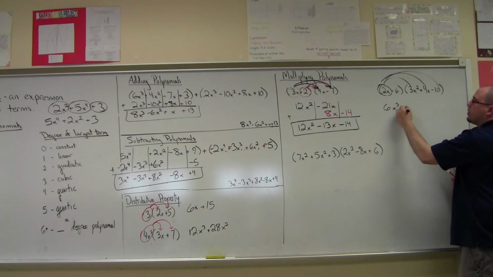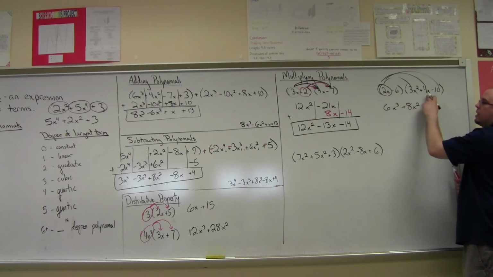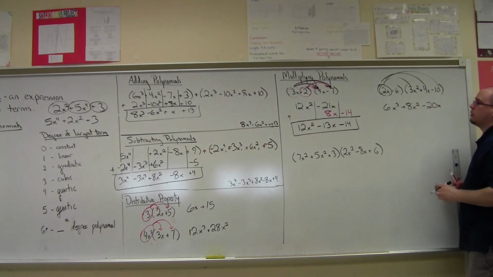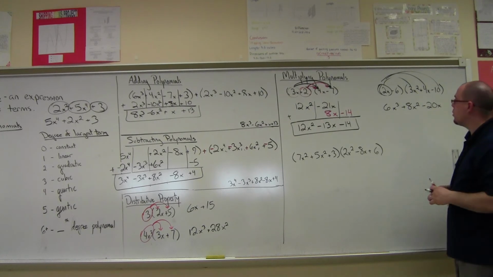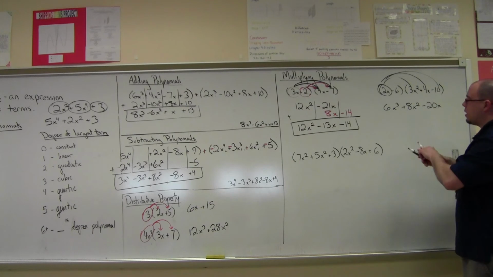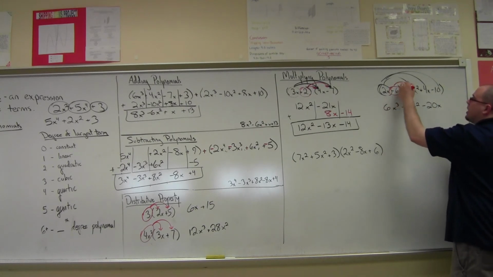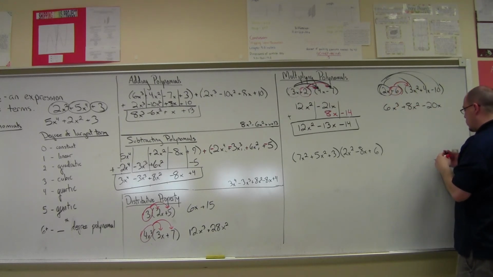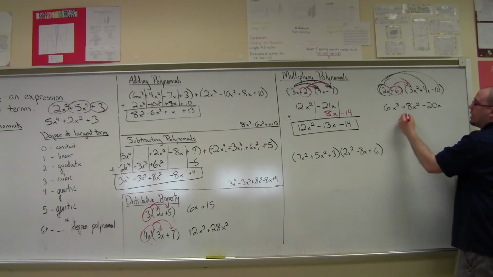2x times 4x is 8x squared. So again, 2 times 4 is 8. X times x is x squared. 2x times negative 10 is negative 20x. Then I'm going to line up with my next expression when I multiply by negative 6. So we're going to take negative 6 and multiply by 3x squared. When I do that, I'm going to get negative 18x squared.